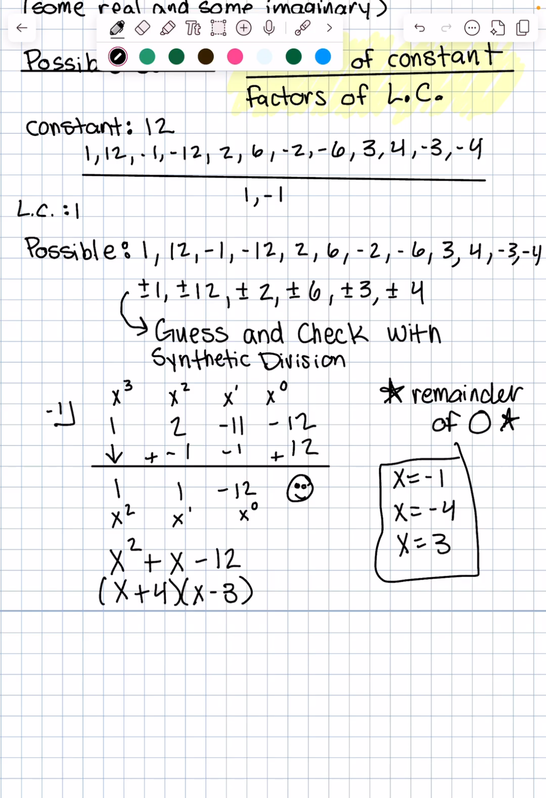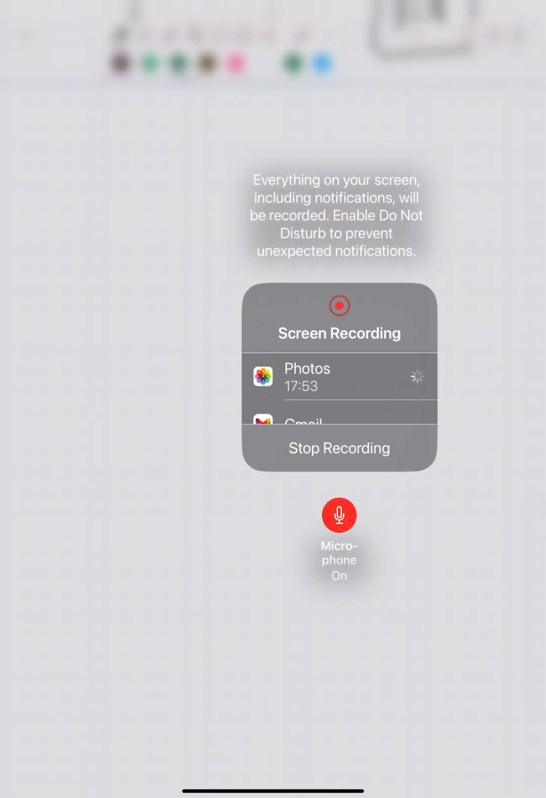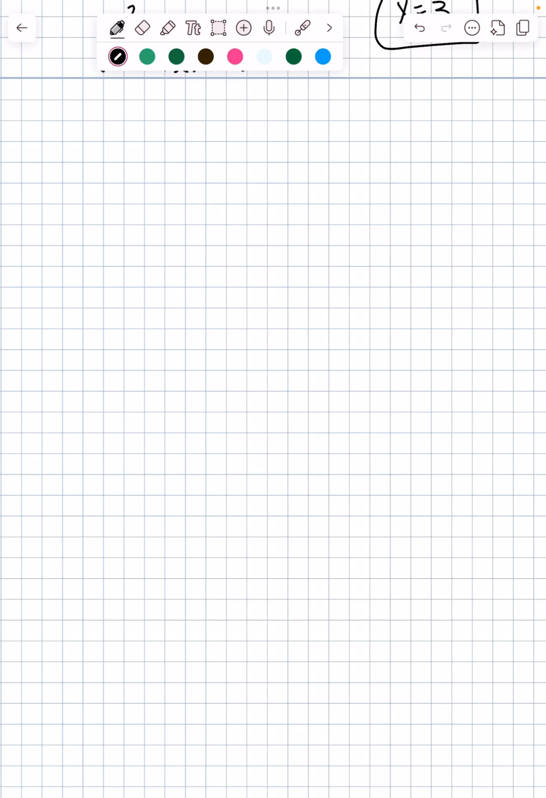Okay, so it's kind of a pain, and it's going to take longer when you do it yourself because I know the right answers already, but you're gonna have to guess and check some of these. Okay, all right, let's keep going. We have 1, 2, 3 more examples here.